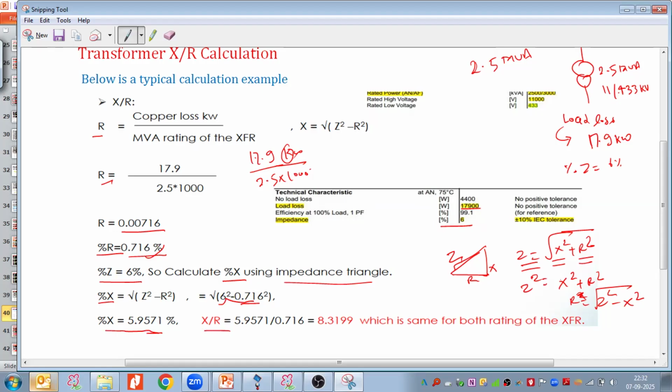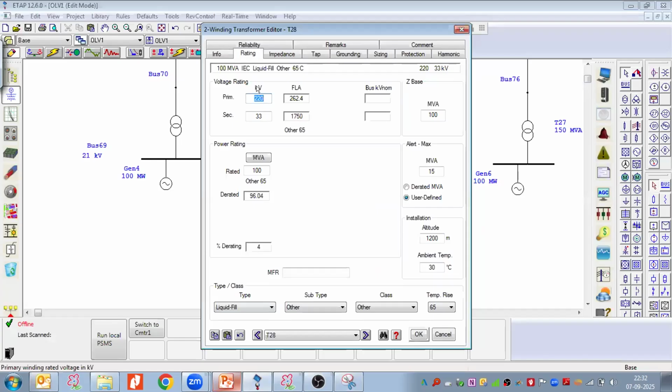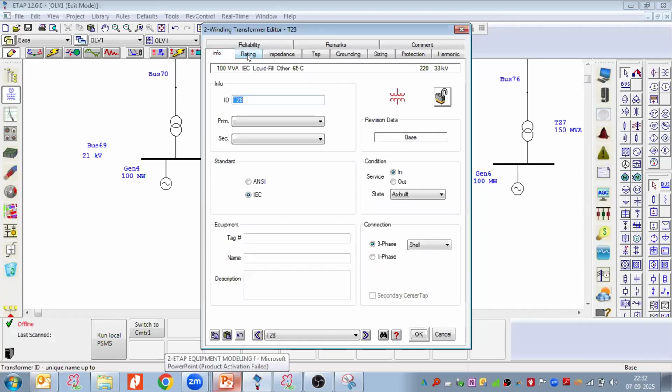So my X by R would be this X we know, 5.97957, divided by 0.716. So my X by R would be 8.3199, which is the same for both ratings of the transformer, the HV side and the LV side. 8.3199.